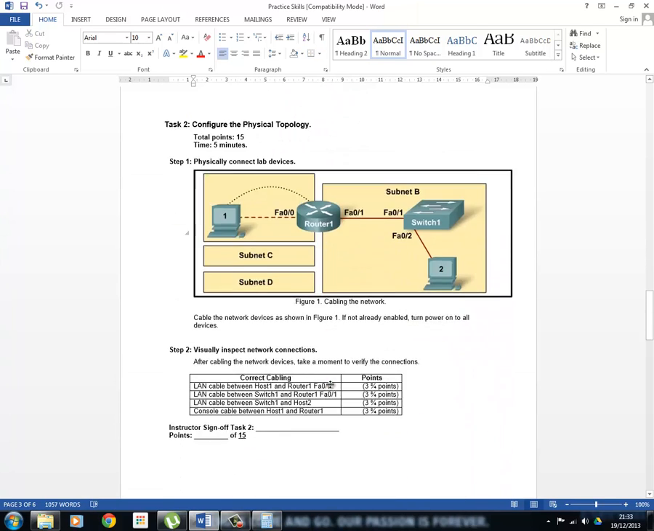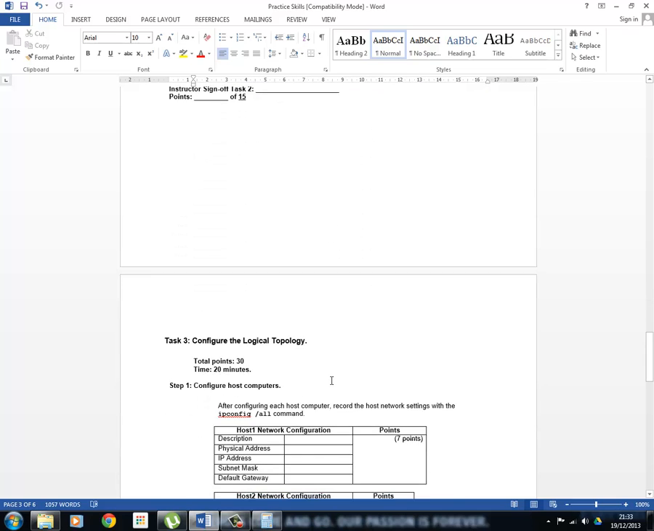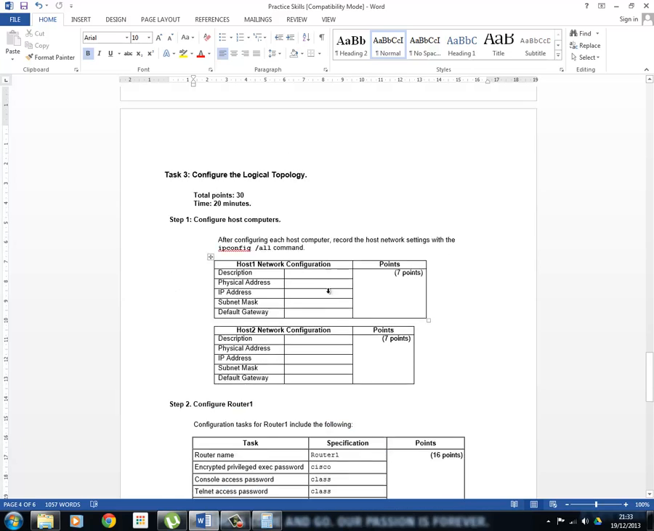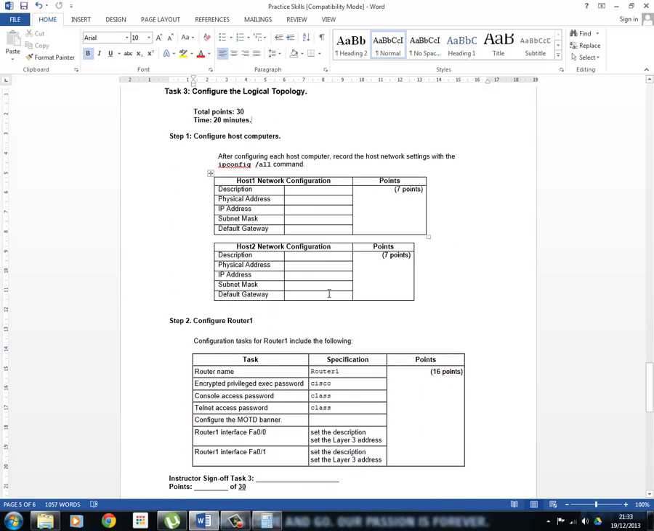So the next stage will actually be configuring and then putting in after configuration each host record the host network settings with the ipconfig /all command. So this is going into the PC and actually doing the ipconfig. I'm going to leave this section, okay, and then you've got your configuration of the router, and I'm going to do the configuration of the router in the next video.